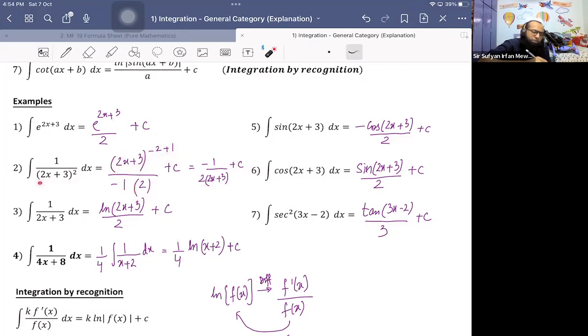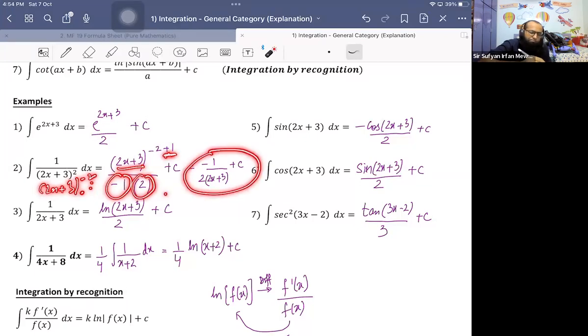So if there's a function in the denominator, we took it to the numerator, and it became a composite function, (2x plus 3) whole power minus 2. The rule of integration of a composite function that we studied in AS will be followed. The power is added by 1, the new power gets divided, and the differentiation of the function within the bracket will also be divided. Likewise, we have got the final answer.